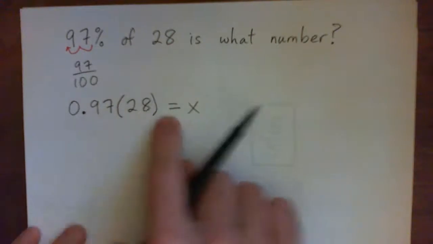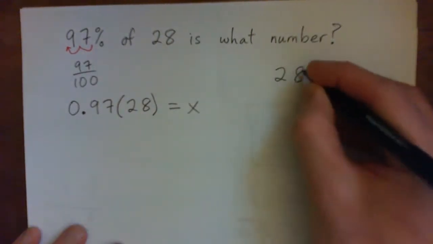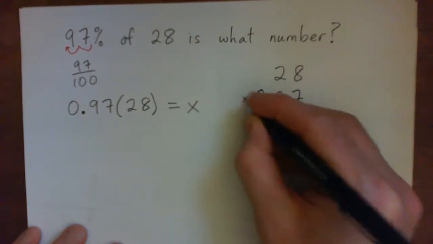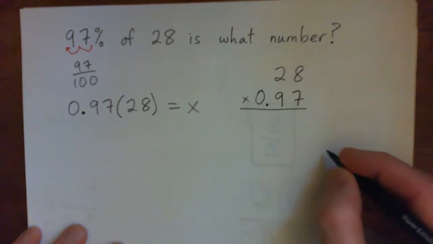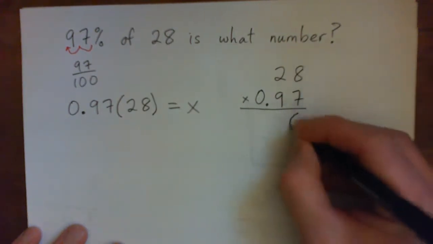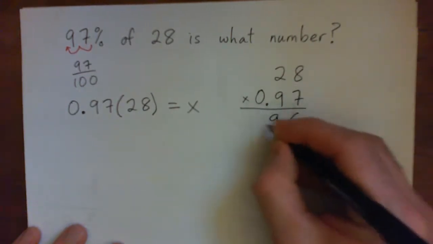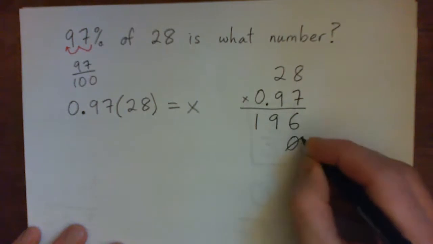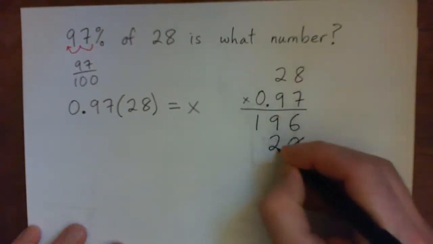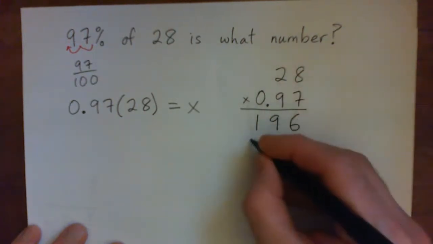Now, in this class, we're going to try to do these things without a calculator. So 28 times 0.97. Let's multiply that. 7 times 8, 56, carry the 5. 7 times 2, 14, and 5, 19. Put down the 0. 9 eights is 72. Put down 2, carry 7. 2 nines is 18, and 7 is 25.